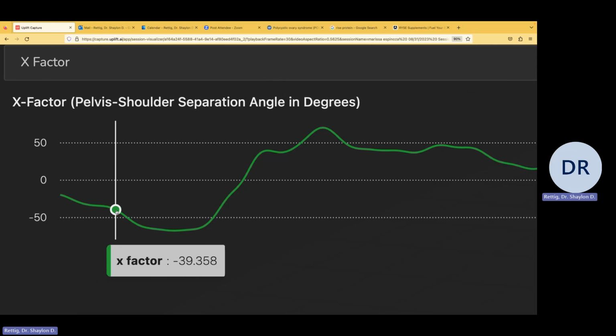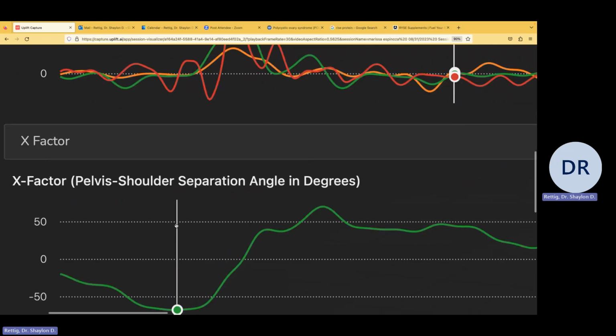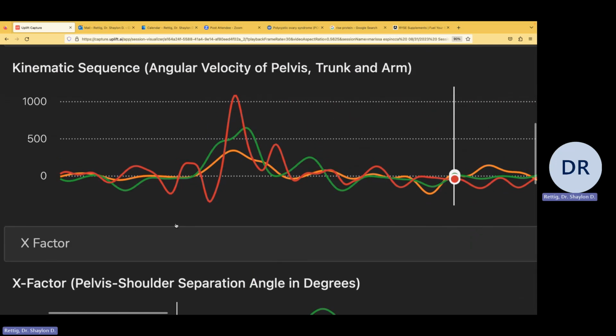And then you get to about 67, all right? Depending on where I mark this based off your graph, you're roughly about 50 degrees X factor, which is what we want. 25 to 35 is ideal. And so you're getting a good coil, which is generating power.